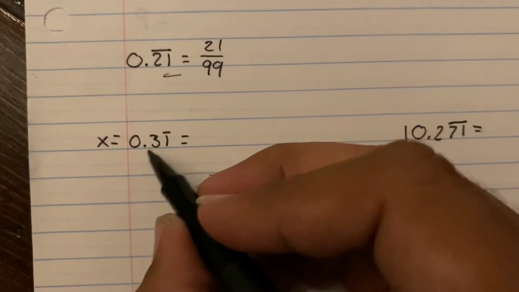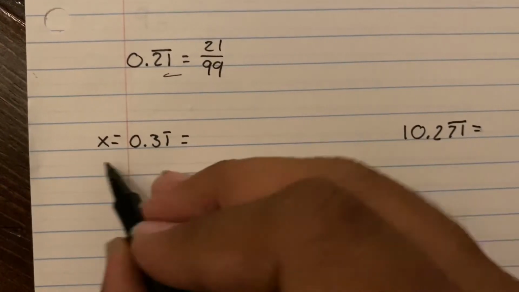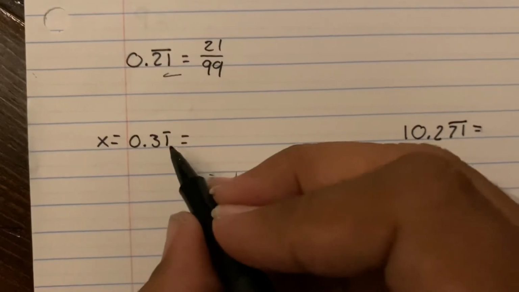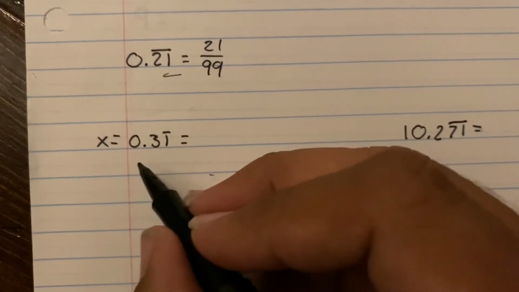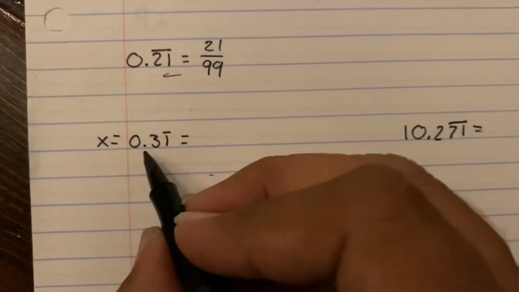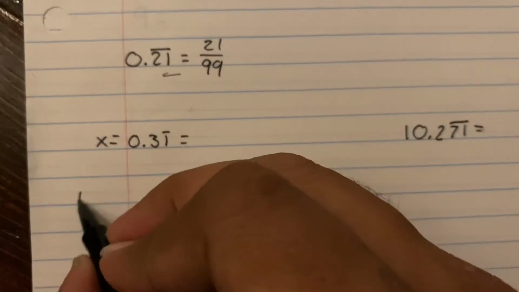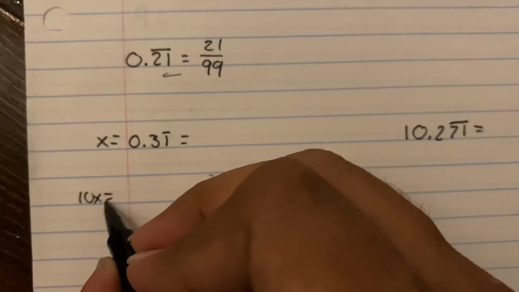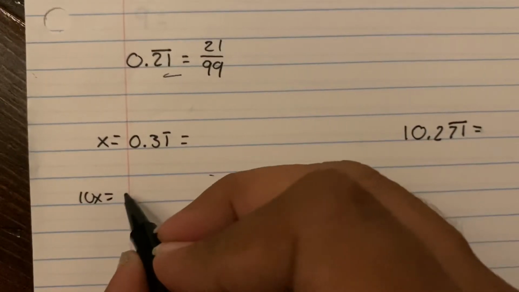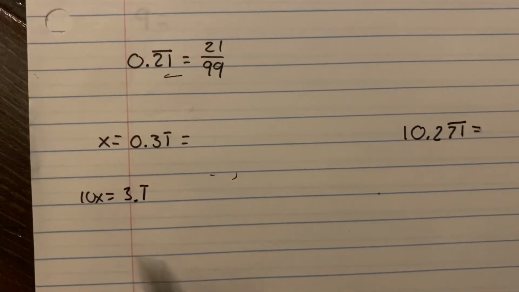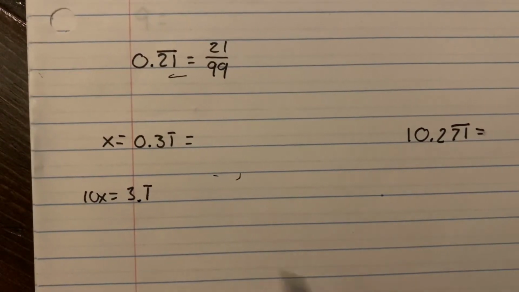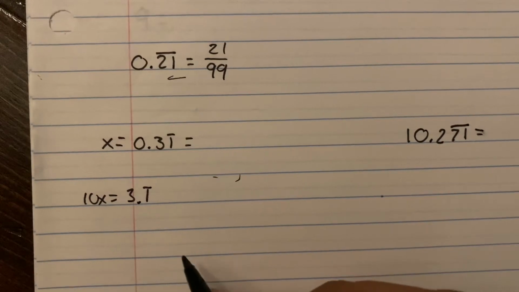Okay? And then we're going to multiply both sides by 10. Why 10? Because one number is repeating forever. If there were 2 numbers repeating forever, I would have multiplied by 100. But this one, we're just going to multiply by 10. So we're going to end up with 10x on this side, and on this side, we're going to end up with 3.1. And 1 is still going forever, but it's just going to be 3.1. Looks like a T, but that's a 1 with a line on it.